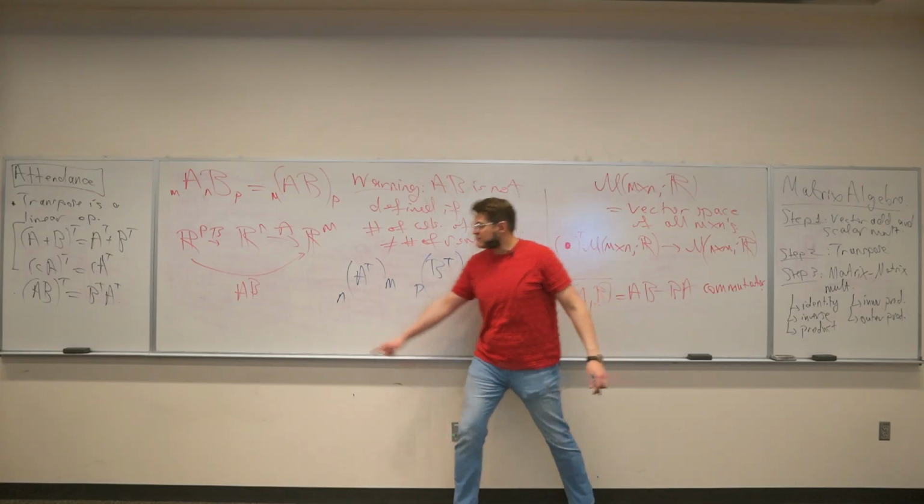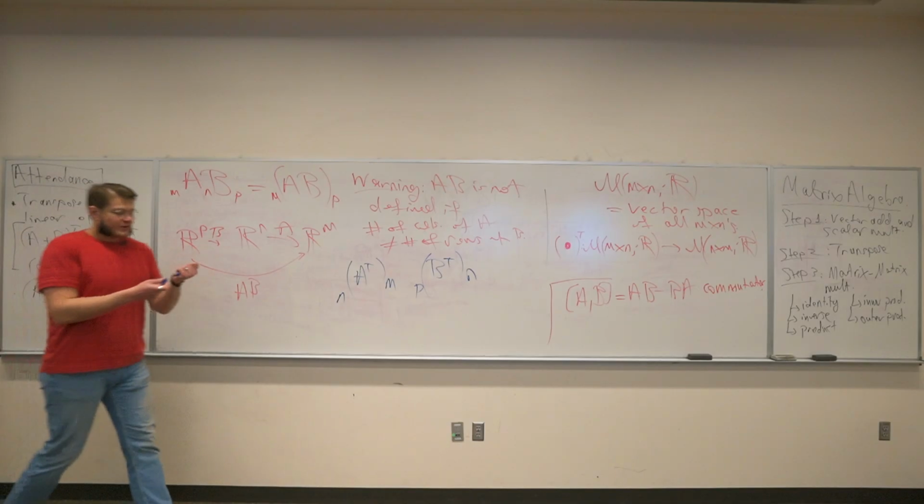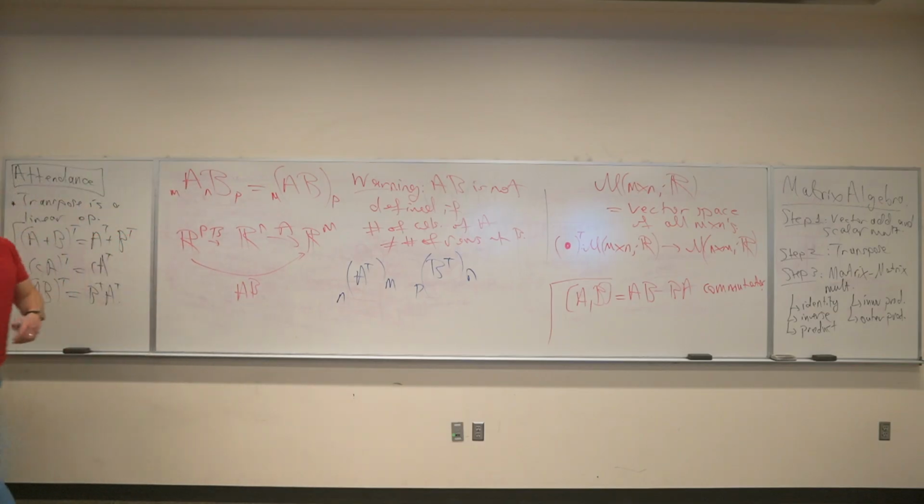That's how we can remember that when you're distributing transpose over matrix-matrix multiplication, you have to flip the order. Okay? And if you still don't believe me, you can just open up the definition and write it down and realize the equality. Any comments or questions about any of this?